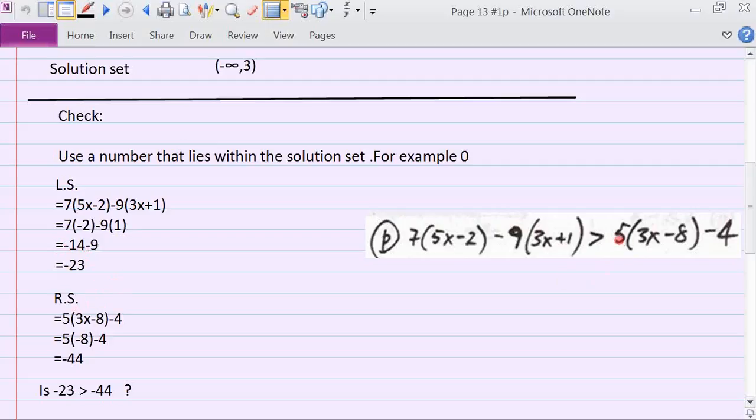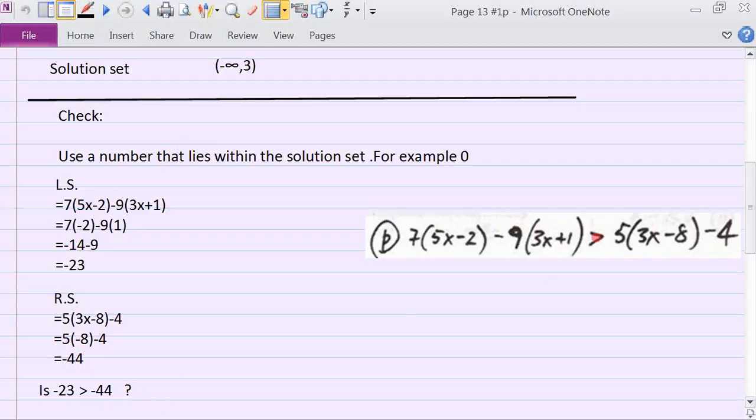And if we go to the right side, which is this term over here, and we've rewritten it here, we replace the x with a 0. 3 times 0 is 0. We've got 5 times minus 8 minus 4. 5 times minus 8 is minus 40. Minus 40 minus 4 is minus 44.